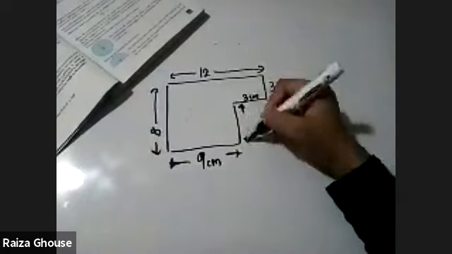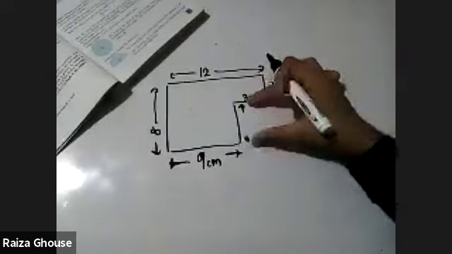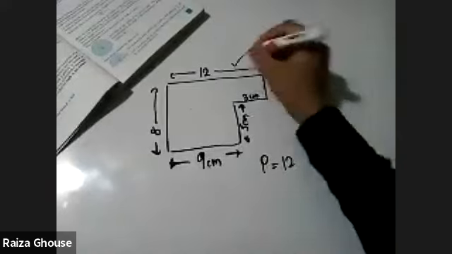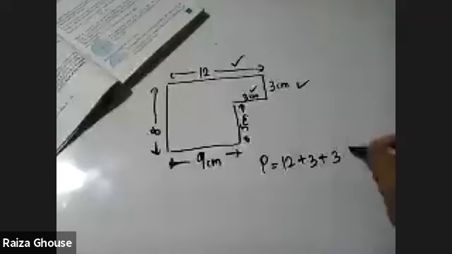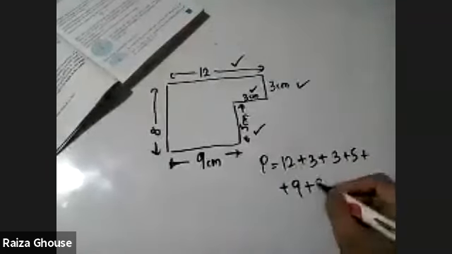Anyone who knows this length? This whole thing is 8. This part is 3. What is this length? 8 minus 3, 5 centimeters. Now easy. Perimeter equals 12, 3, 3 plus 5 plus 9 plus 8.